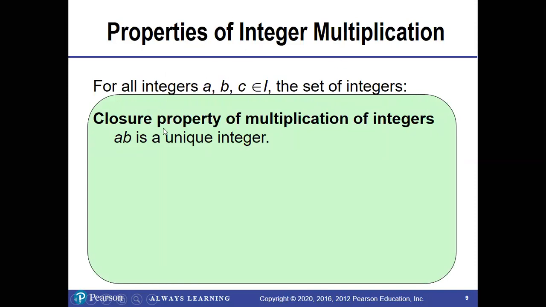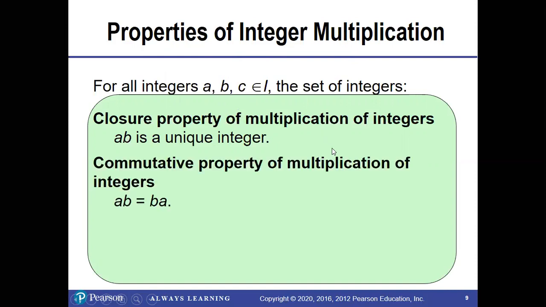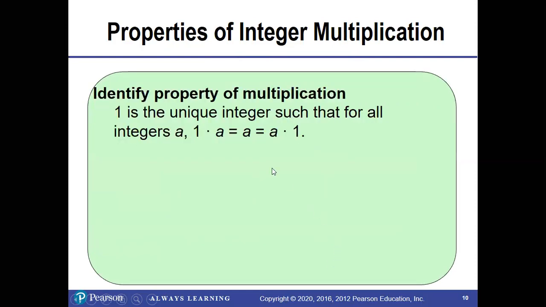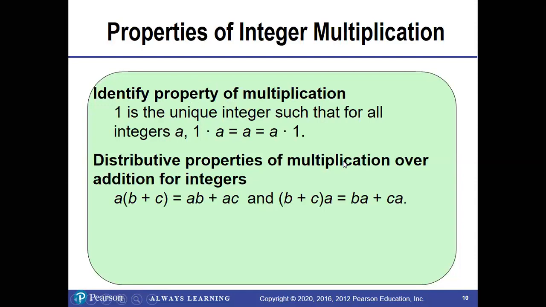Multiplication of integers is closed. In other words, if I multiply 2 integers, you'll always get an integer. The commutative property does work. We already showed that. The associative property will also work in multiplication. You also have the identity property, which is 1. Anything times 1 is itself. Then there's the distributive property over addition.